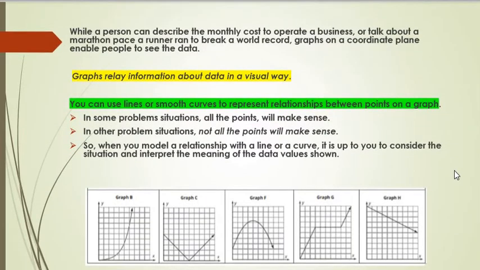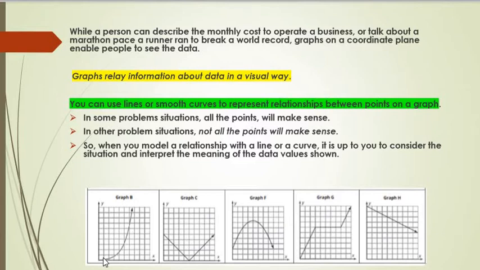Now, when you're looking at these and comparing graphs, while a person can describe the monthly cost to operate a business or talk about a marathon race, the pace a runner ran to break a world record, graphs on a coordinate plane enable people to see the data. So graphs relay information about data in a very visual way. The old saying, a picture is worth 1,000 words, well, it is, because you can use smooth lines or curves right here to represent relationships between points on a graph. Now, not all points on the graph will make sense. A lot of them will, but sometimes they will not.